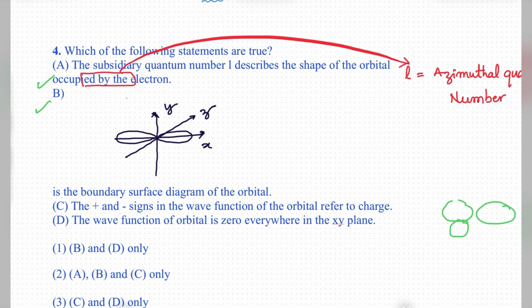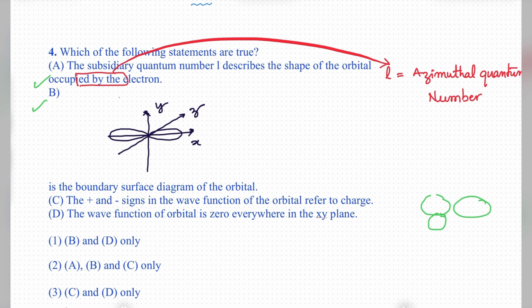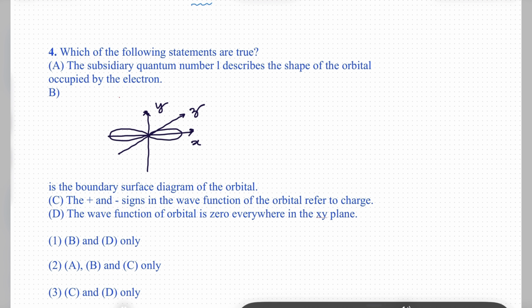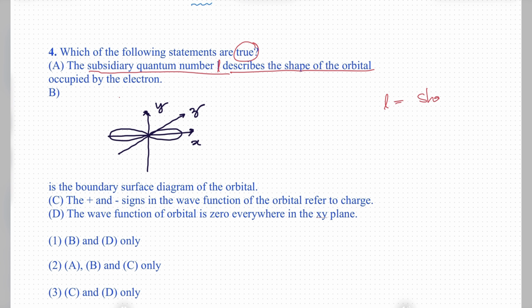Question number 4. See the question number 4. Which of the following statements are true? They are asking, which of the following statements are true? See, option 1 is given. The subsidiary quantum number L describes the shape of the orbital occupied by the electron. Yes, we know this.